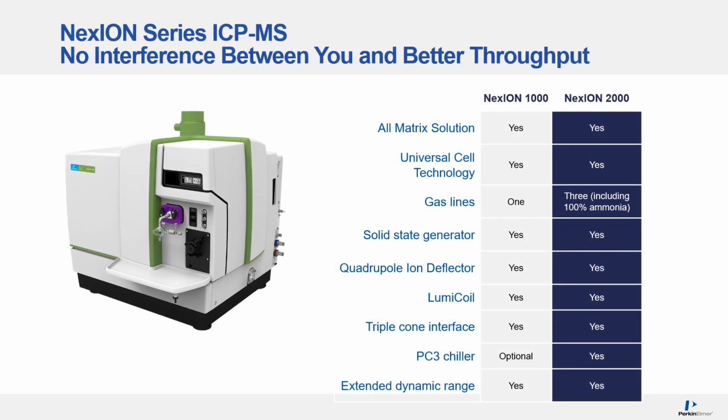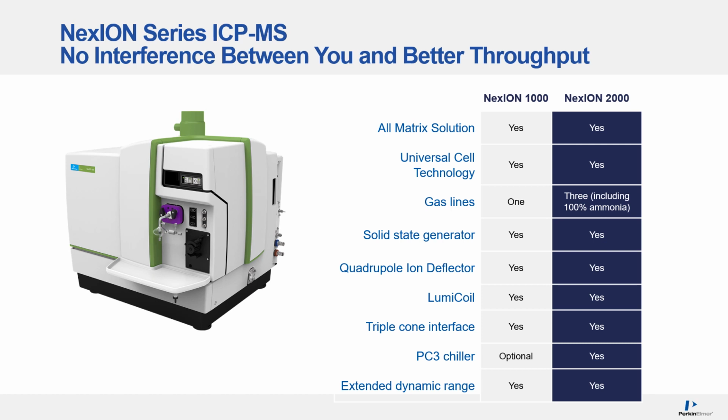So here's a picture of the NexION series ICP-MS. There's two main models with some minor variations between them. The NexION 1000 and the NexION 2000. Now, the NexION 2000, being a higher number, obviously must come with more features, and it does. So the main differences between the two are that the NexION 2000 comes with 3 gas lines, including one line that allows for 100% ammonia gas to be used.